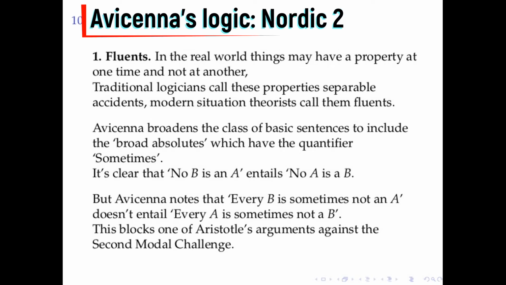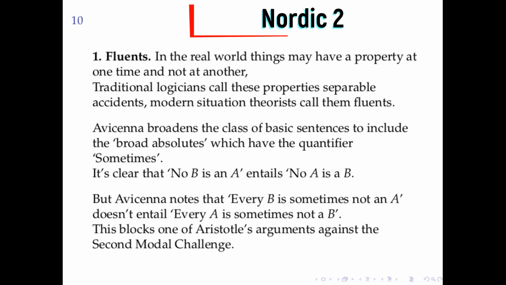So let's move on now to examine the 5 innovations that Avicenna reckoned he needed to make in order to get Aristotle's logic working as it should do. The first one was about Aristotle's choice of basic sentences.